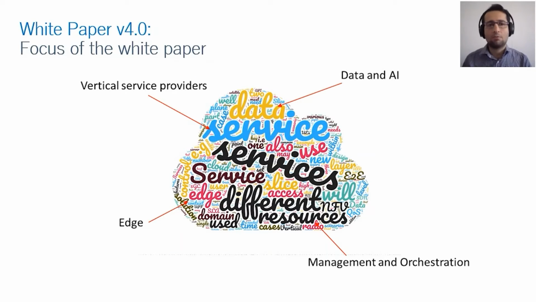So what is the focus of the white paper 4.0? There are 4 key elements: the integration of the verticals, the use of data collection and aggregation, and the use of AI/ML techniques. The edge extensions, for which we will show some examples, for instance, for vehicle-to-X communications, and automated management and orchestration. These were some key highlights from the white paper.